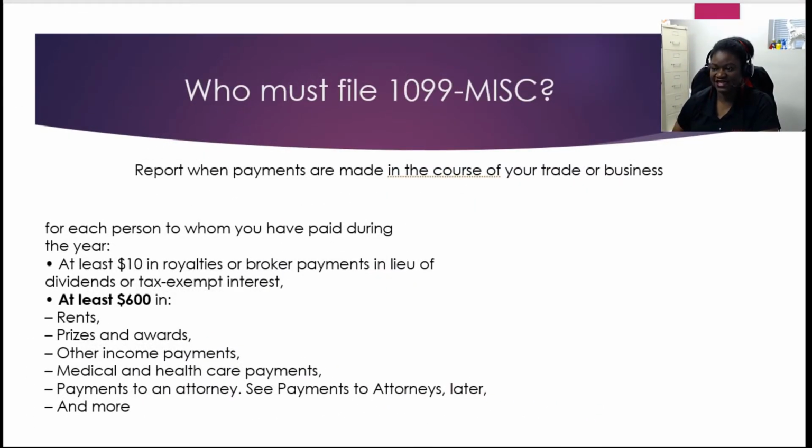So, who must file a 1099 miscellaneous? If you paid more than $10 in royalties or at least $600 in rents, prizes, awards, other income, medical and healthcare payments, payments to attorneys, and we'll speak more about the attorneys. Those types of payments are still reported on 1099 miscellaneous. Again, this is only for payments made in the course of a trade or business, so this does not include personal payments.